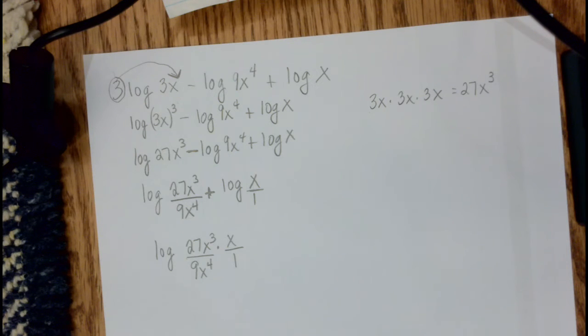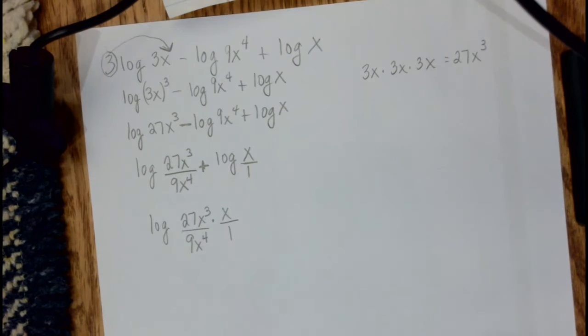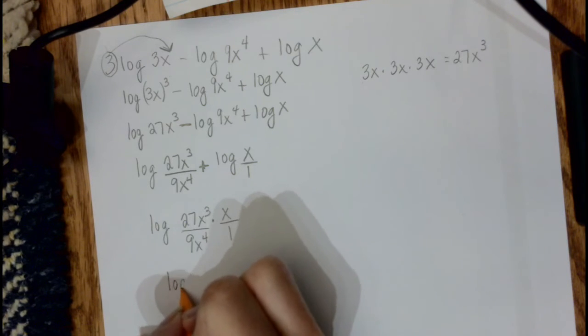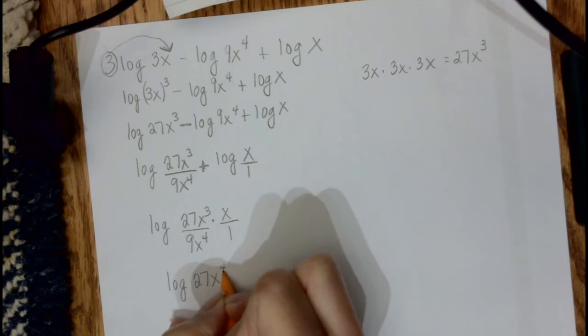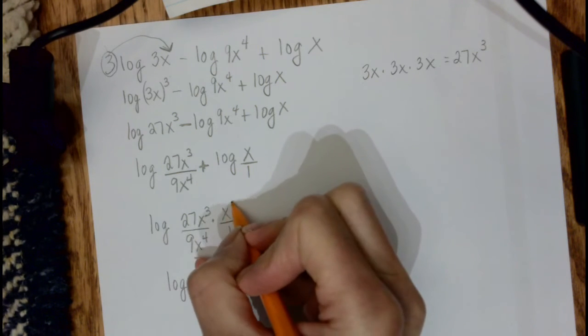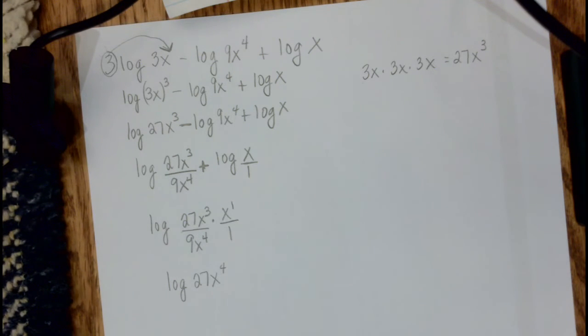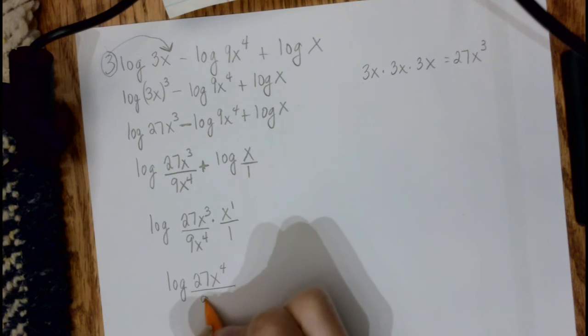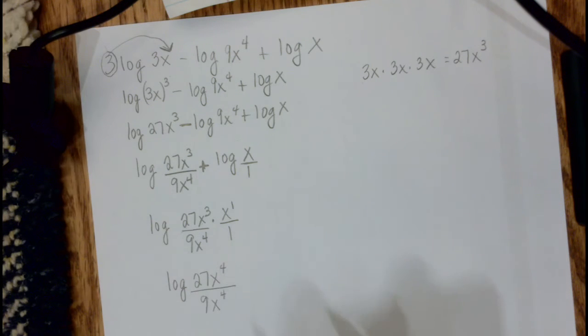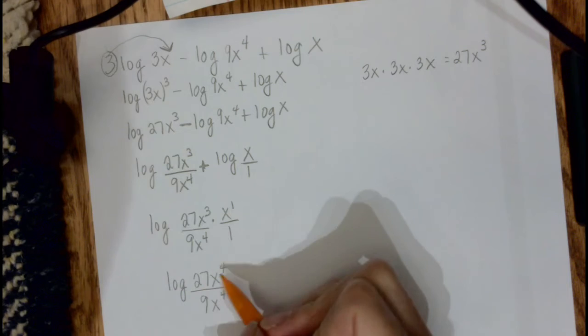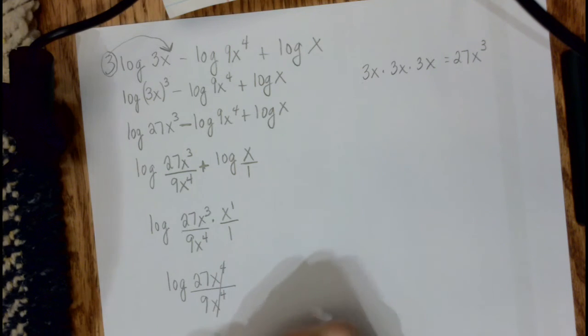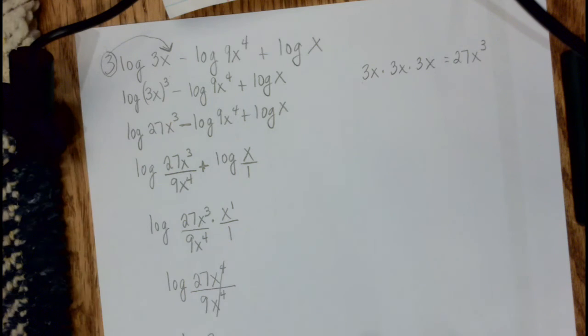And again, what we need to do is use our exponent rules. And when we do, we get log of 27x to the fourth. x cubed times x to the first, we add the exponents. We're dividing by 9x to the fourth. And then we can simplify. And the nice thing is, x to the fourth divided by x to the fourth is 1. 27 divided by 9 is 3.